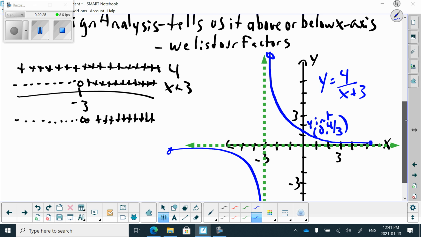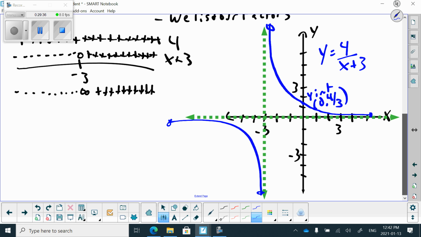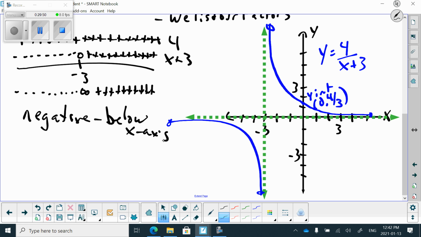Okay? Yes? Then how do we use that to know if it's above or below? Because if it is negative, it's below the x-axis, and if it's positive, it's above. And that's our graph. I thought I was answering your question. Did I or did I not? Yeah.